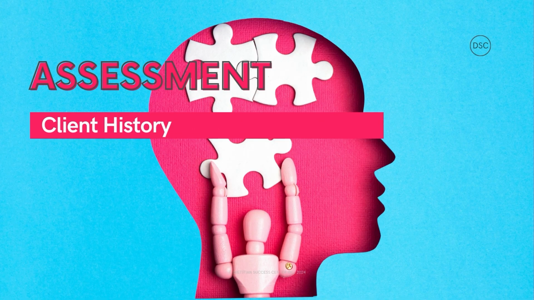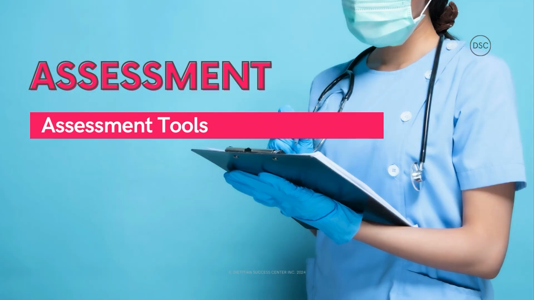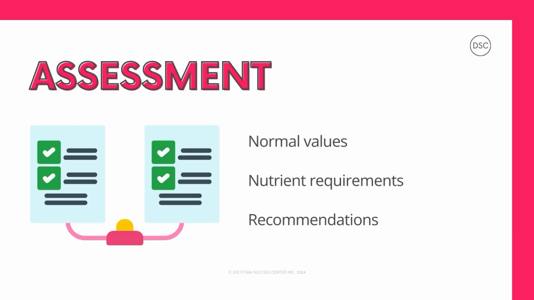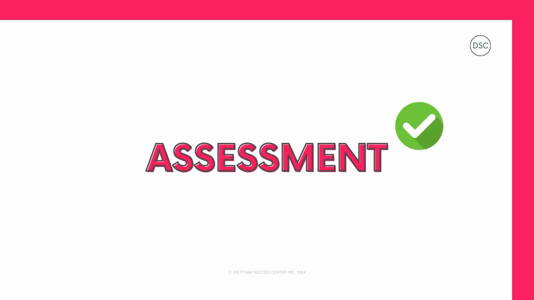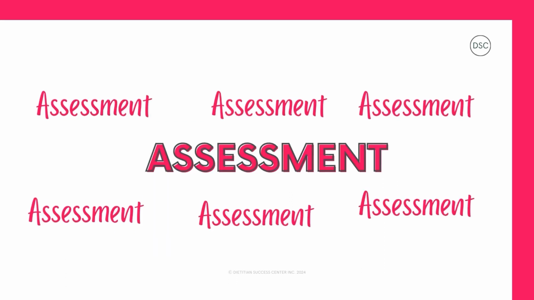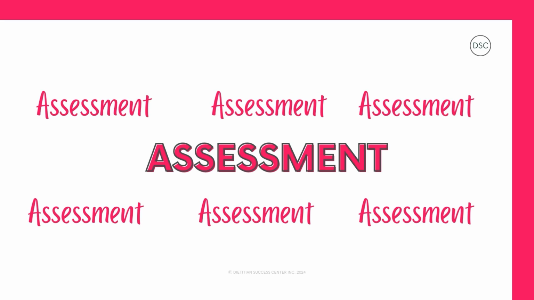Client history, relevant information obtained about the client's personal, social, or medical history, and assessment tools, such as results from a validated malnutrition tool. Once you've collected all relevant information and data, you will compare the data to normal values, nutrient requirements, or recommendations that would be considered appropriate for the client's condition or concerns. And assessment doesn't just happen once, but will require reassessment at different stages of the nutrition care relationship.